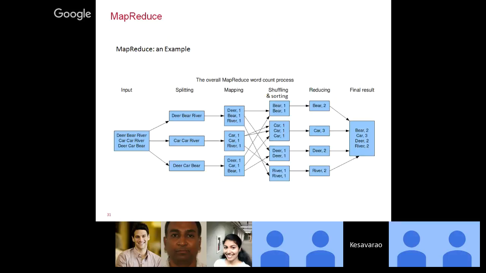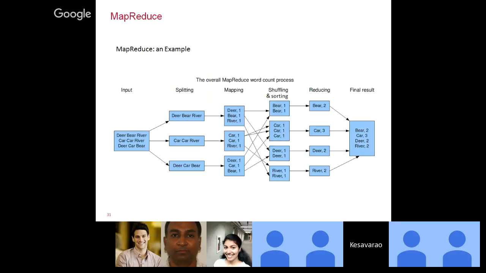So the data will be given to the system, and the system programmed with this MapReduce model will start working this way. The first step is that it will split the data. Anything that comes in, it splits automatically. That's the MapReduce job. How is it splitting?